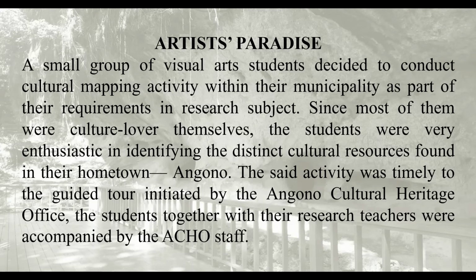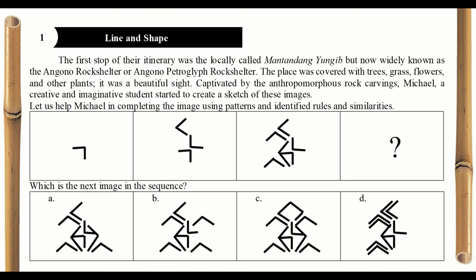A small group of visual art students decided to conduct a cultural mapping activity within their municipality as part of their requirements in research subject. Since most of them were culture lovers themselves, the students were very enthusiastic in identifying the distinct cultural resources found in their hometown, Angono. The said activity was timely to the guided tour initiated by the Angono Cultural Heritage Office. The students, together with their research teachers, were accompanied by the ACHO staff.